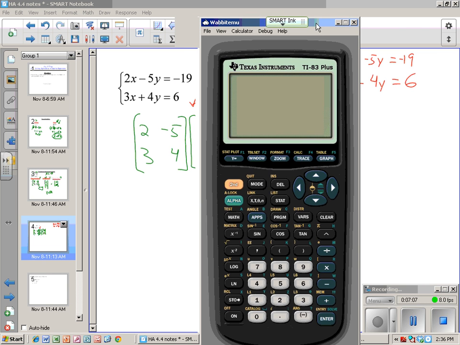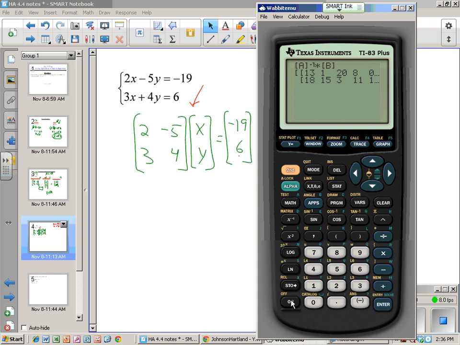Okay, so turn the calculator on, clear whatever is there, go to matrix. I'm going to enter in matrix A, which is a 2 by 2 matrix. 2, negative 5, 3, and 4. Okay, I get out of there, I go back to matrix. Now I want to enter in matrix B, which is a 2 by 1. And we have a negative 19 and 6. Okay. So get out of there, go back to matrices.